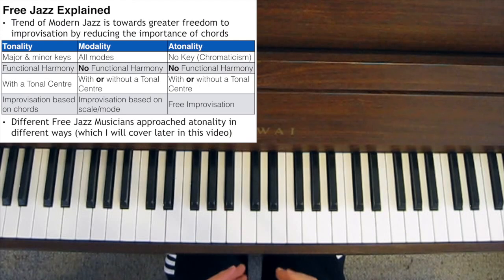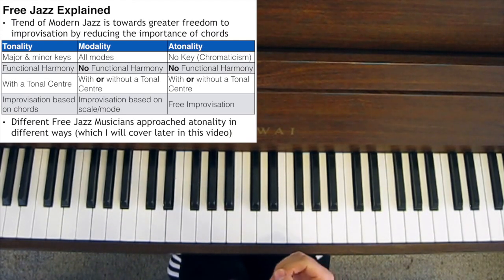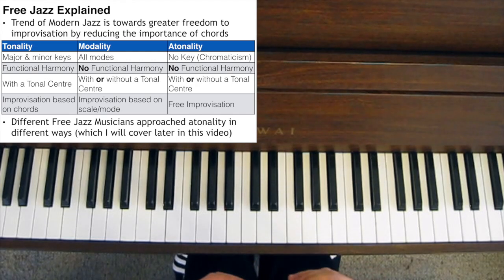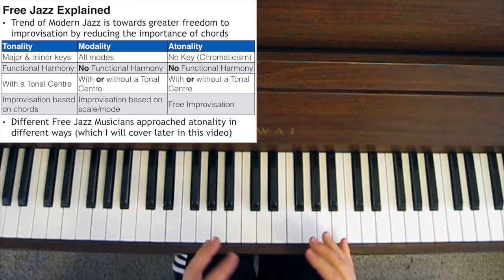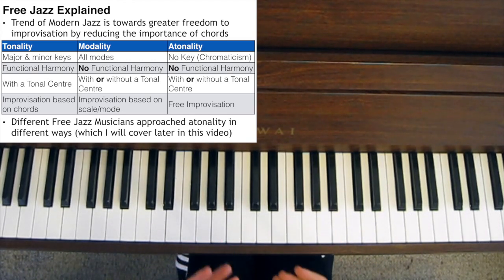Now, the whole trend of modern jazz is towards greater freedom in improvisation. And the way this was done was by reducing the importance of chords. Now this is because chords restrict your improvisation by forcing you to work within a given harmonic framework or chord progression. By reducing the importance of chords, you free up your ability to improvise.